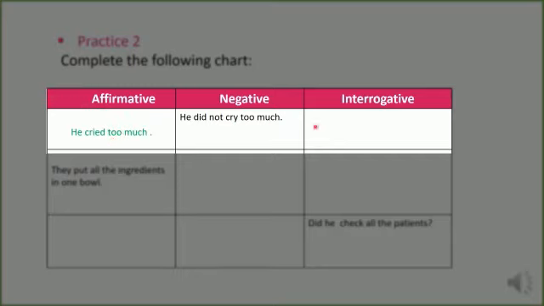Now let us change it into the interrogative form. We have to start with the verb did, okay? Then the subject, did he, then the verb cried here. Change it to the base form, cry, okay? Too much, then question mark. So the answer will be, did he cry too much?